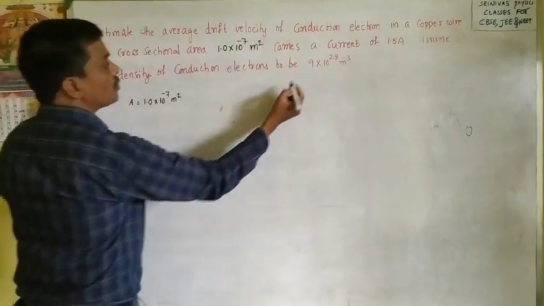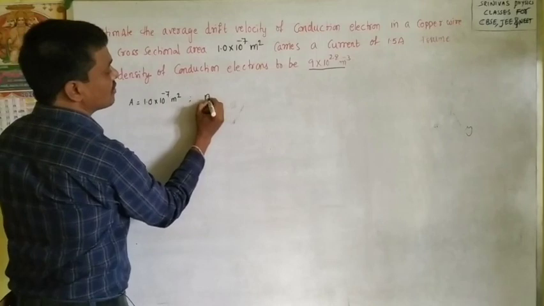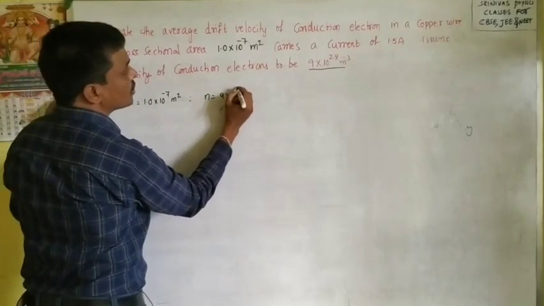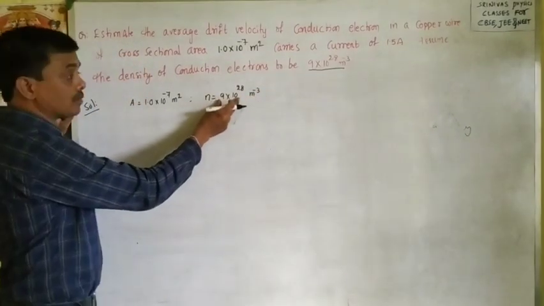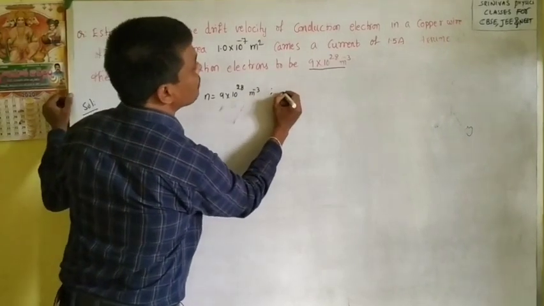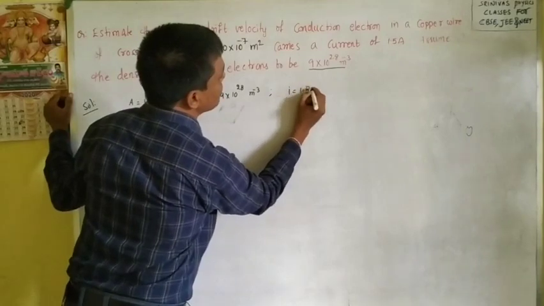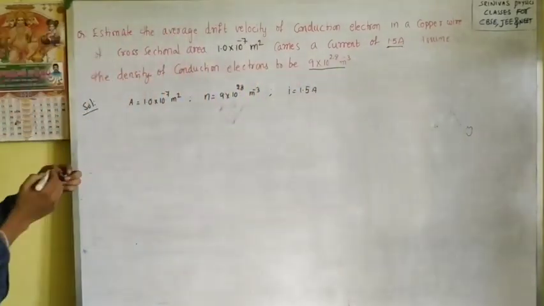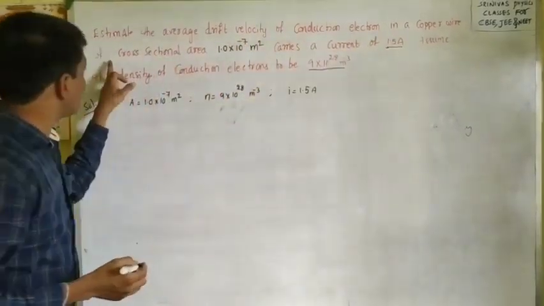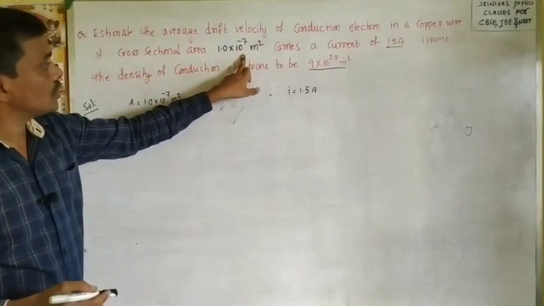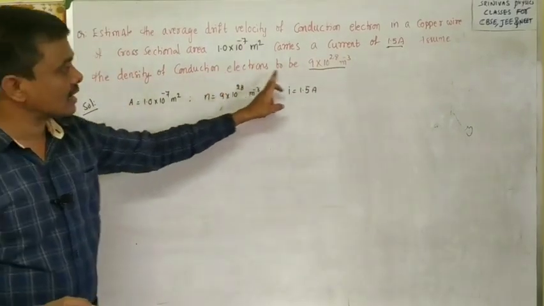And one more thing they gave, this is the number density, the density of conduction electrons. It is denoted with small n, that is 9 into 10 to the power of 28 per meter cube. This many electrons are there per meter cube. And the current through the wire is 1.5 amperes. Estimate the average drift velocity of conduction electrons in a copper wire of cross-sectional area 1.0 into 10 to the power of minus 7, carrying a current of 1.5 amperes. Assume the density of conduction electrons to be this much.